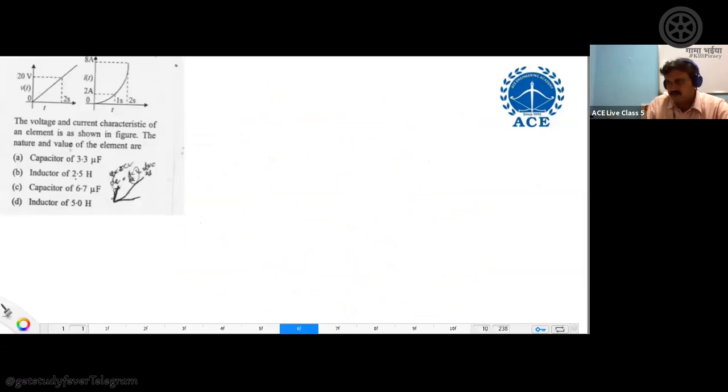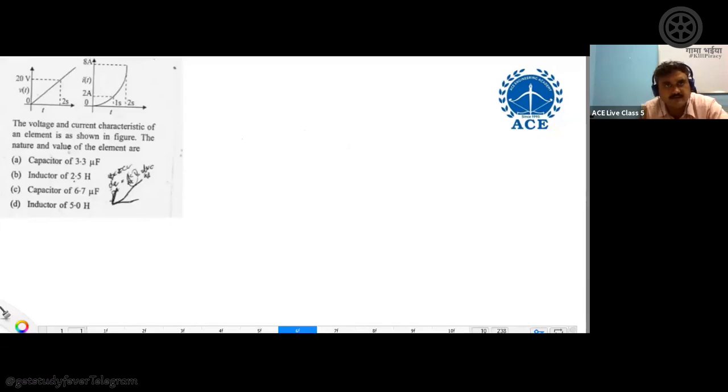This is a question given in engineering services prelims paper. See this question. It's a very good question. So here the voltage and current characteristics of an element is shown in the figure. So first one which he has given is voltage versus time. Second one is current versus time. So this is the graph given to you.